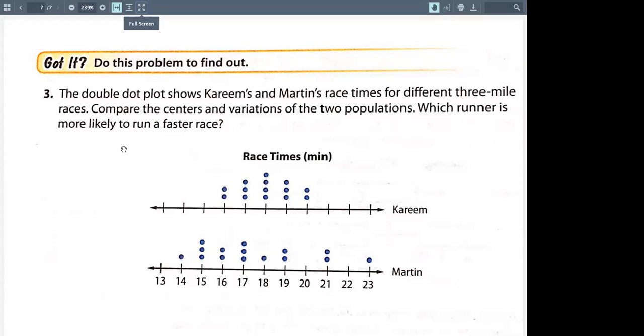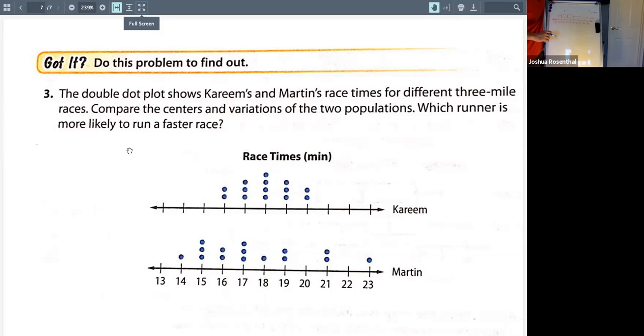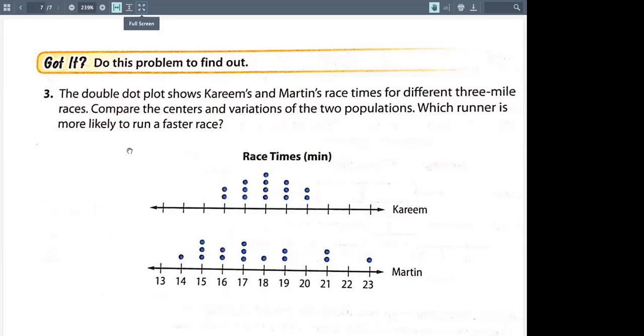Wait, how is it you're putting down the dots? Are they random? No, I'm going off of the lowest and the highest value. These are the extremes. Now I'm going to take the median.